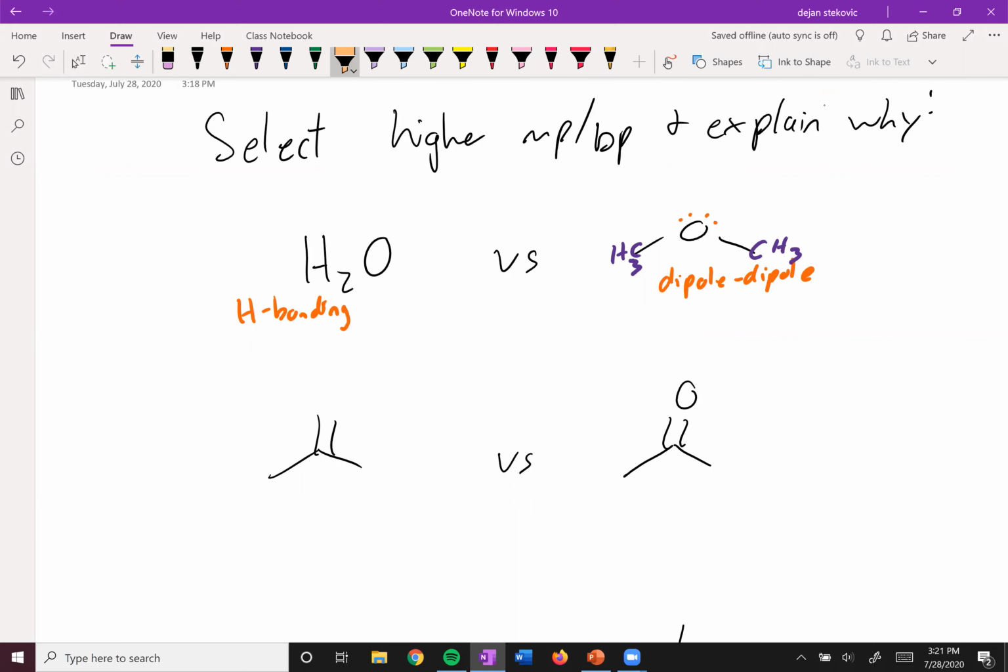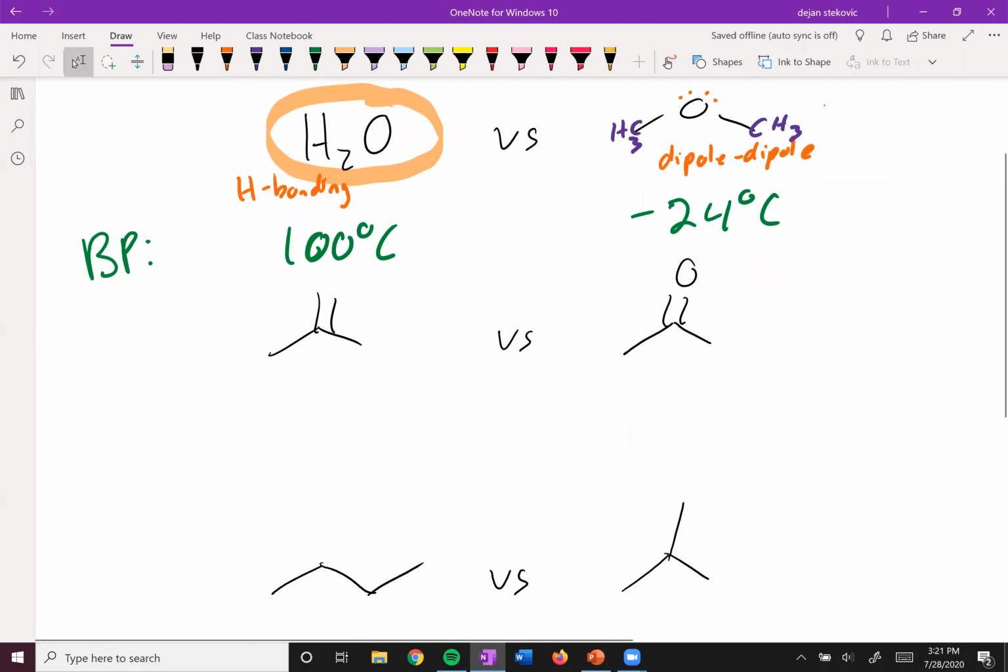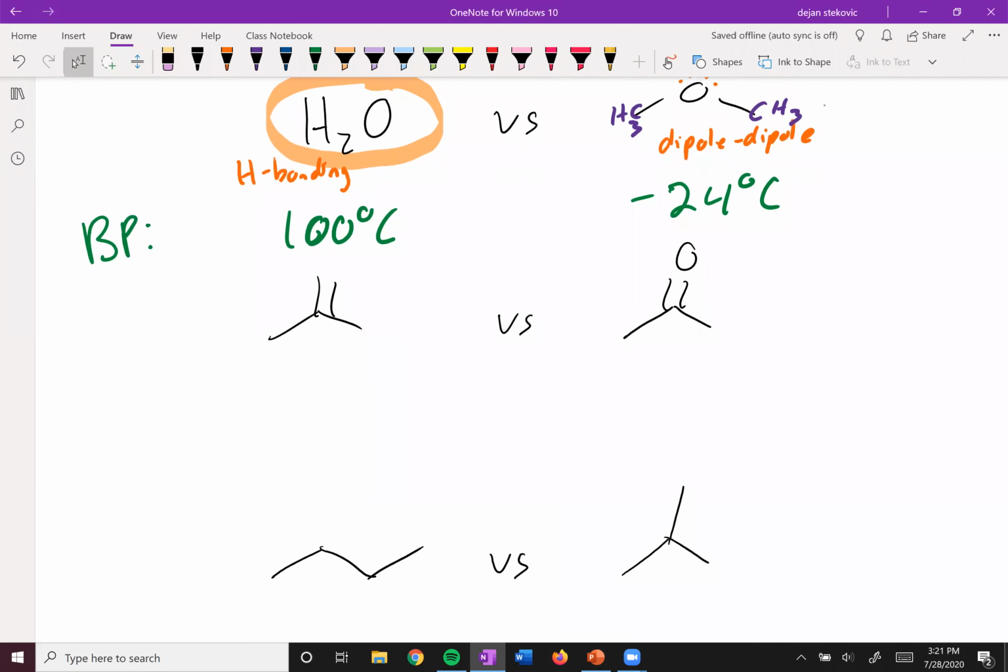And so hydrogen bonding is the strongest intermolecular force, so it's going to have the highest melting and boiling point. It's going to take the most amount of energy to break those apart. And just to give you some numbers, the boiling point here for water is 100 degrees Celsius, while here for dimethyl ether, it's negative 24 degrees Celsius. So you can see quite a big difference there.